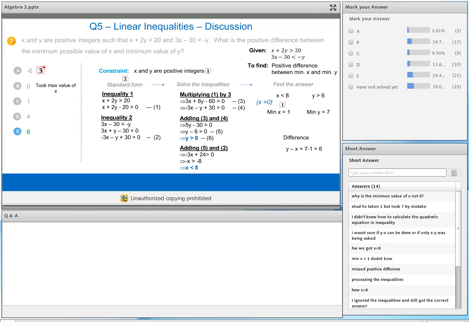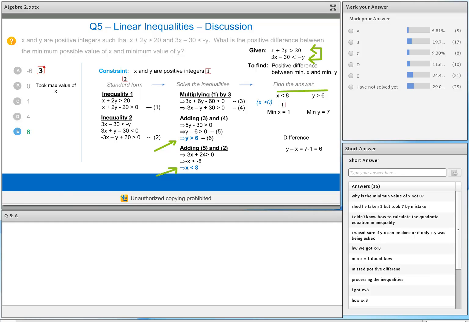How x is less than 8, you weren't able to. So for those of you who were not able to get to y is greater than 6 and x is less than 8, which are the two ranges that we had to figure out, my feedback to you is that you need to work on solving systems of linear inequalities. You may have gotten confused by the different signs here. So that's my feedback.